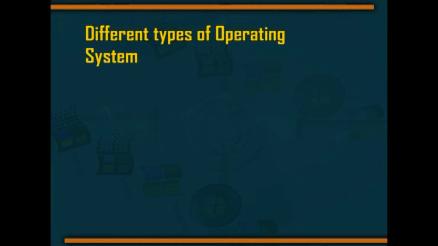Now, let us know about the different types of operating system. First one, batch operating system. The users of a batch operating system do not interact with the computer directly. Each user prepares his job on an offline device like punch cards and submits it to the computer operator. To speed up processing, jobs with similar needs are batched together and run as a group. The programmers leave their programs with the operator, and the operator then sorts the programs with similar requirements into batches.